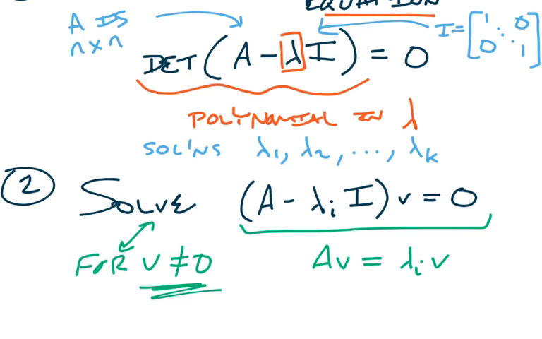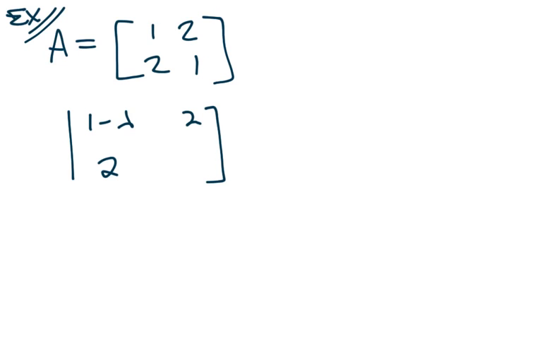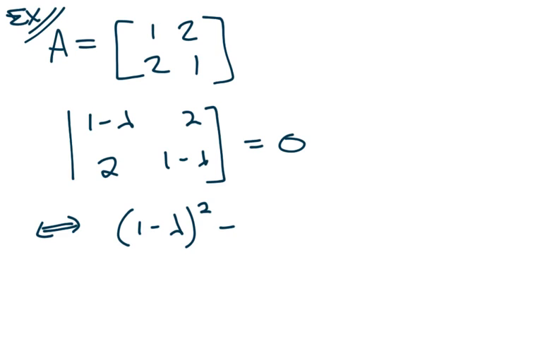All right, so now let me do a very, very quick example now that we have the two steps in the technique written down. So our example was this matrix. I'm going to look at the determinant of A minus lambda I. That is going to be 1 minus lambda, 2, 2, 1 minus lambda, set equal to 0. This is my so-called characteristic equation. And now I know how to multiply this out: AD minus BC.